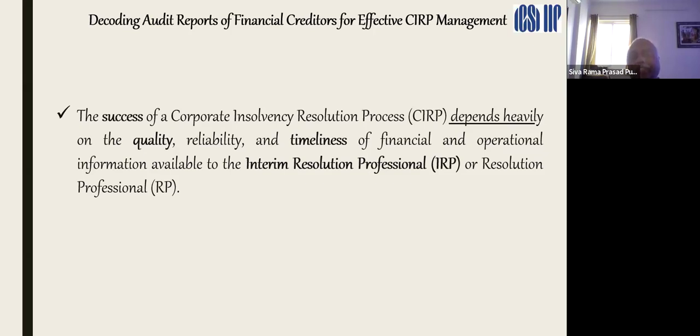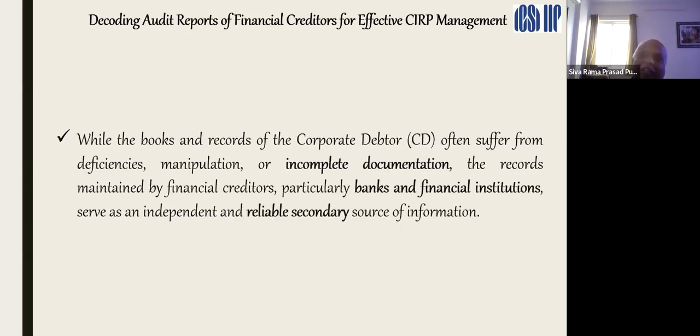If you are searching and the data is not available, don't be demotivated. It is available with the COC members, as operational information available to the interim resolution professional or resolution professional. The lifeline of the CIRP is the flow of data. While the books and records of the corporate debtor often suffer from deficiencies, manipulation, and incomplete documentation, the records maintained by the financial creditors, particularly banks and financial institutions, serve as an independent and reliable secondary source of information.